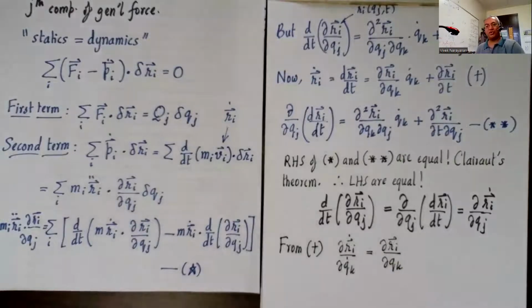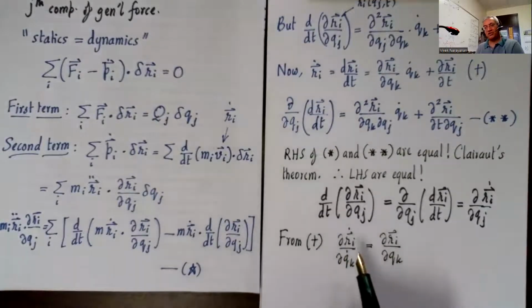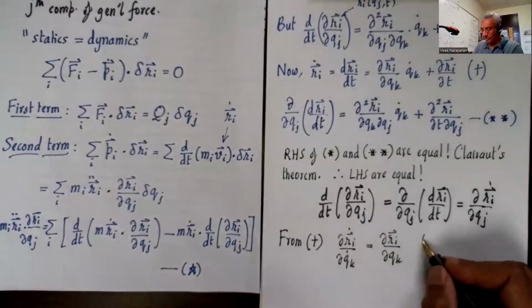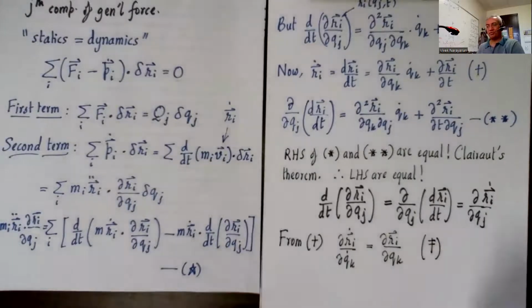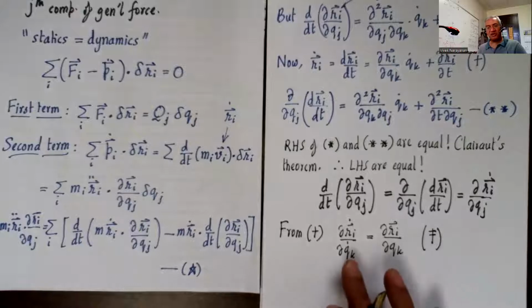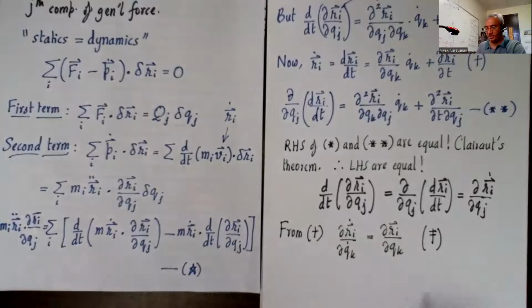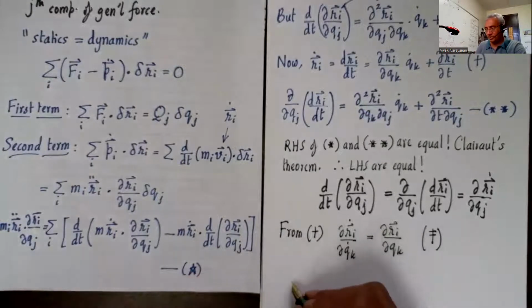So all this is to prove that the rate of change of the regular velocity with respect to the generalized velocity is the same as the rate of change of the regular position with respect to the generalized position. It's an amazing equation, but this is all the trouble we had to go through to prove it. Now, based on that, the second term can be simplified. So I'm going to write the equation known as star as follows.